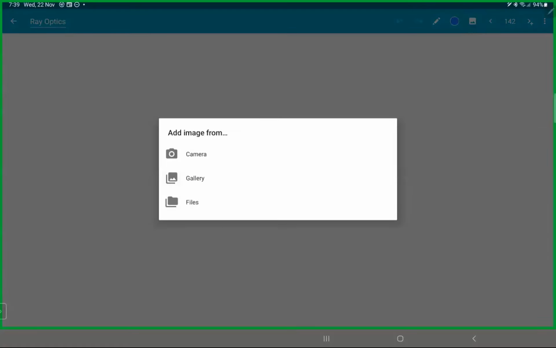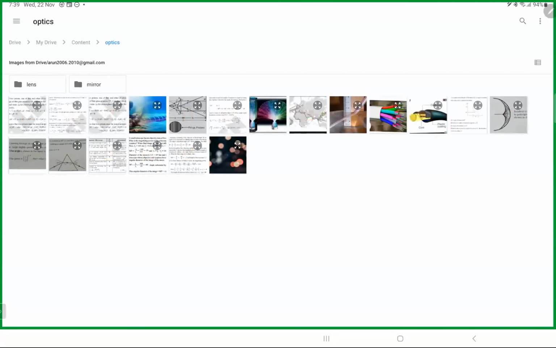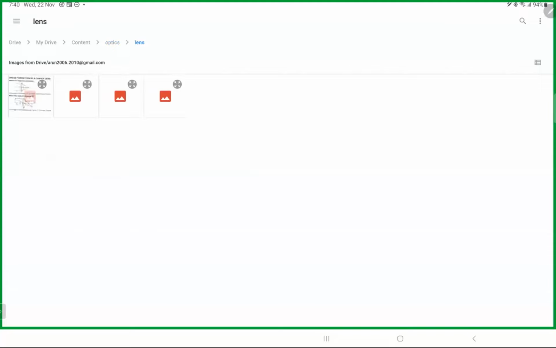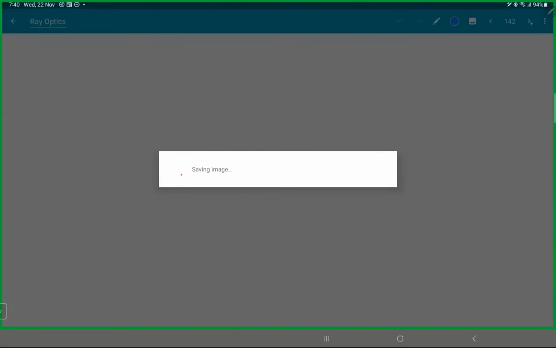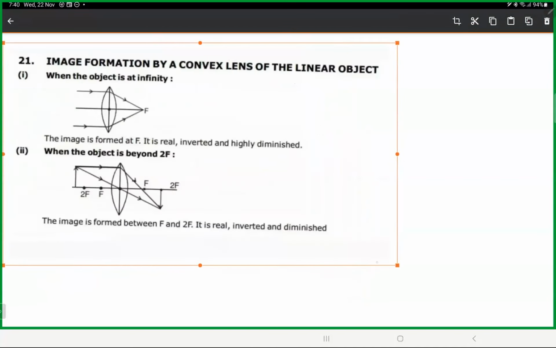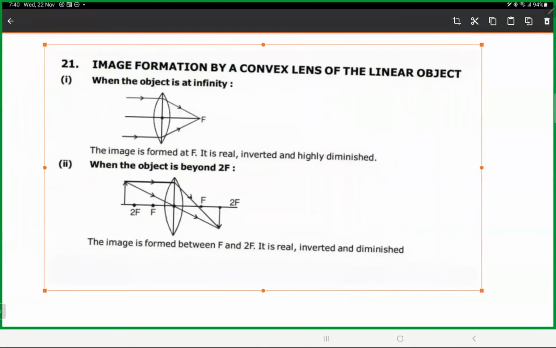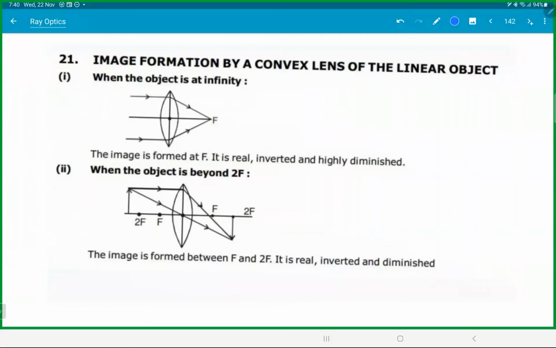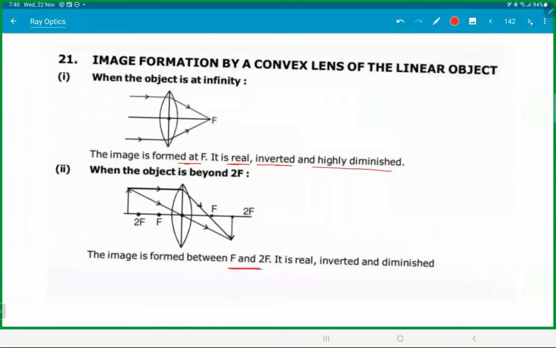So if you look at the image formation, this is the tracing basically. Look at this for a convex lens. If you send parallel light rays, the image will form at the focus. It is real, inverted, and highly diminished. If the object is beyond 2f, the image will form between f and 2f on the other side. It is real, inverted, and diminished. Please have a look at the statements.